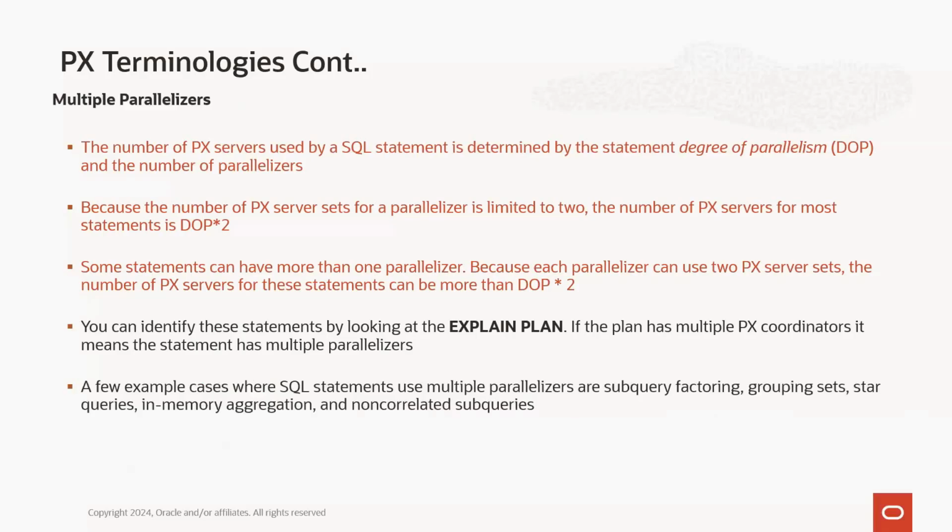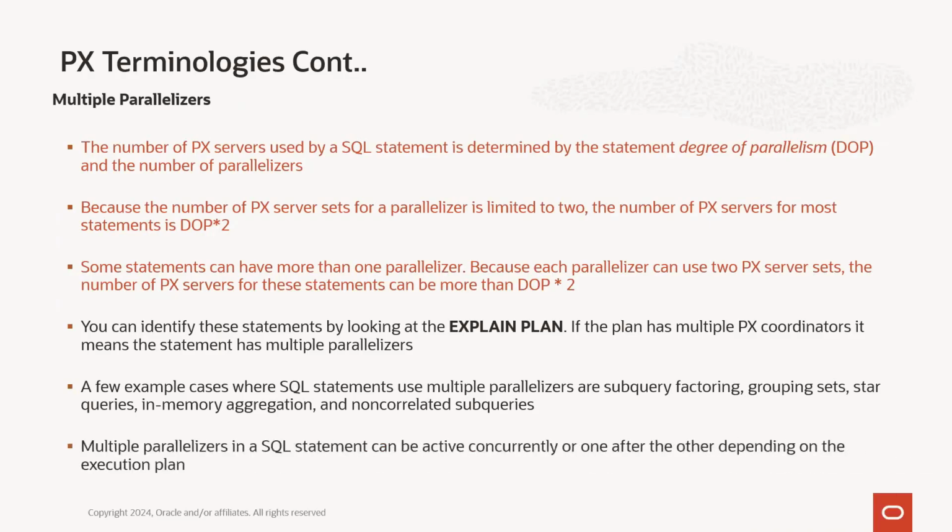Some examples where SQL statements use multiple parallelizers are subquery factoring, grouping sets, star queries, in-memory aggregation, and non-correlated subqueries. These are a few examples where multiple parallelizers can be seen, but not limited to these. Multiple parallelizers in a SQL statement can be active concurrently or one after the other, depending upon the execution plan.